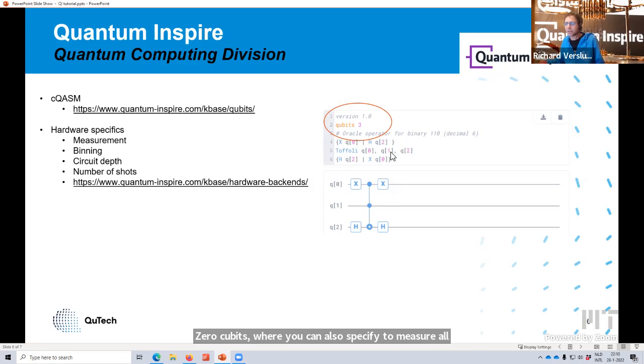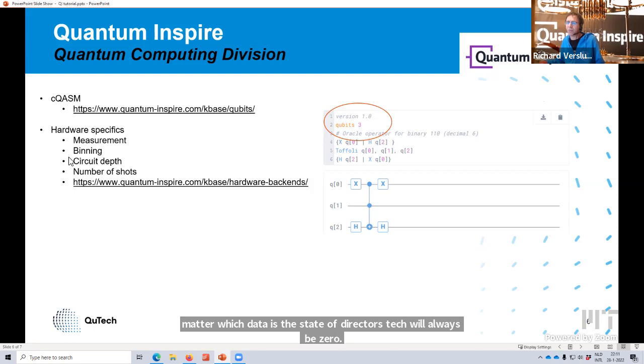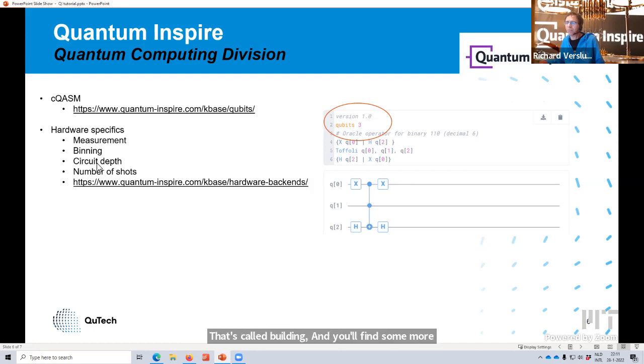For instance, suppose you have a 3-qubit algorithm like this, and you measure only the first qubit, then you would have to add a measure statement here at the end. And in that case, it doesn't matter what the outcome is of the other qubits, because in practice they will all be measured, but the measurement results will be binned in such a way that you will see only the results for the measured qubit. So if a qubit at the end is not measured, like qubit 1, it doesn't matter which state it is, the state that is registered will always be a 0. That's called binning, and you'll find some more information about binning on our website as well.